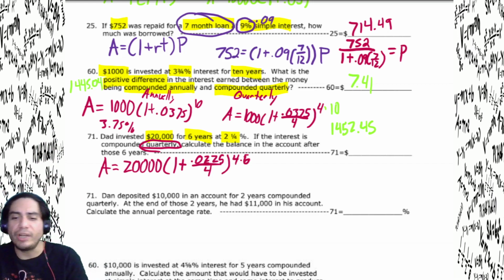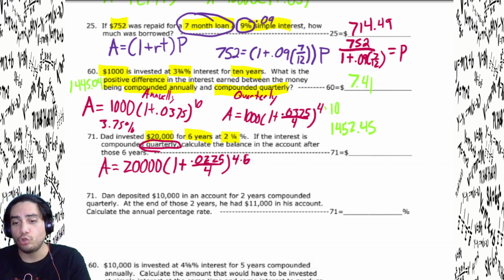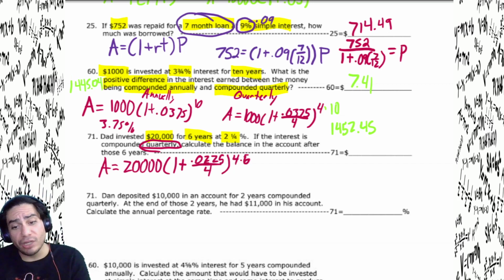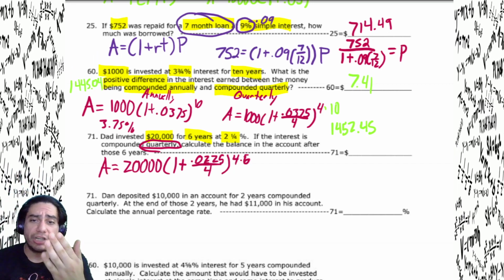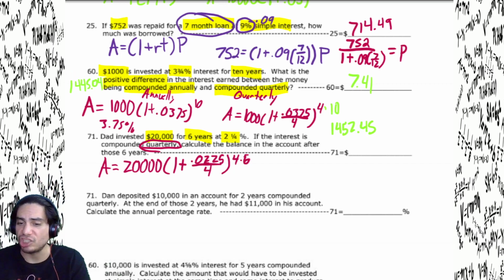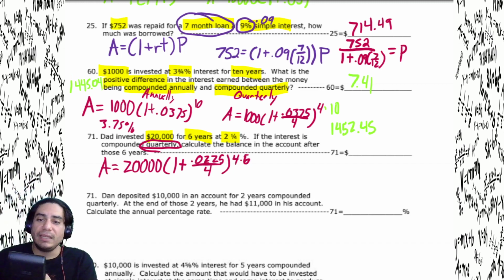We got ourselves $20,000 to begin with. 1, enter. 0.0225, enter. 4, divide, plus. And then we're going to raise it to the 24th power because 4 times 6 is 24. If there's something I know, it's my multiplication tables, man. You got to do those right. Then we hit multiply. And guess what we got here?